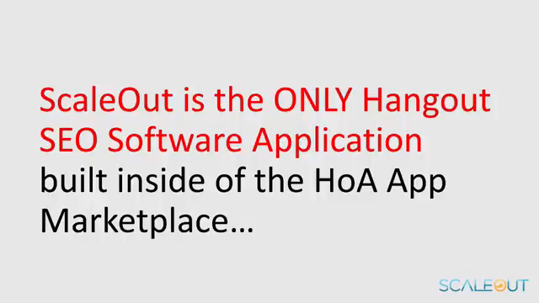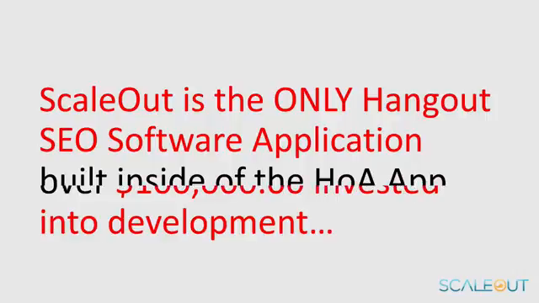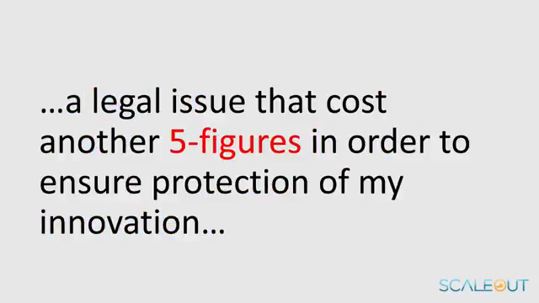Let's go, guys. There's the Scale Out demo. We've done that. And guys, again, Scale Out is the only Hangout SEO software application we've built inside of this app marketplace. The first version was built in 2013. Since that time, I've dedicated six figures of money and a lot of sanity into development. A small legal issue I touched on in the beginning cost me another five figures.